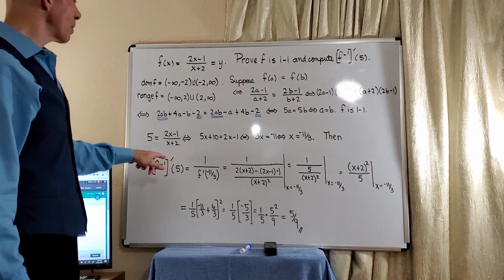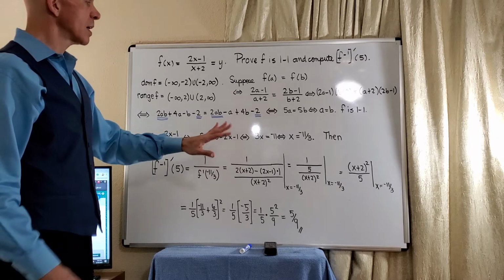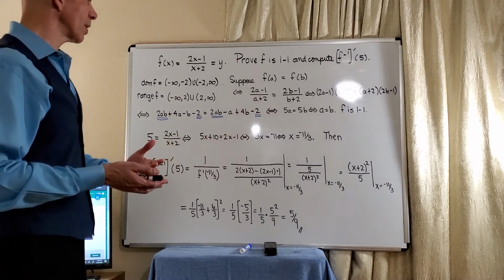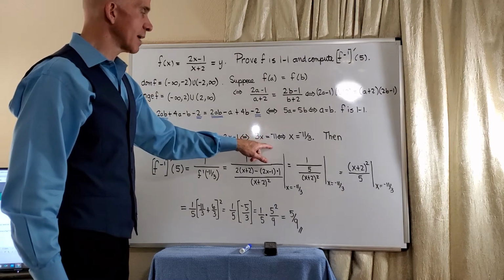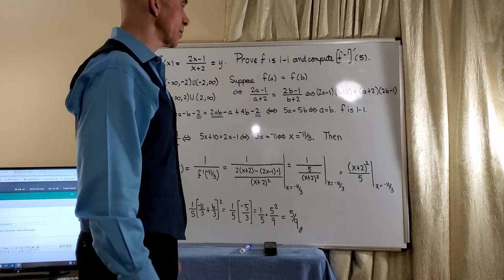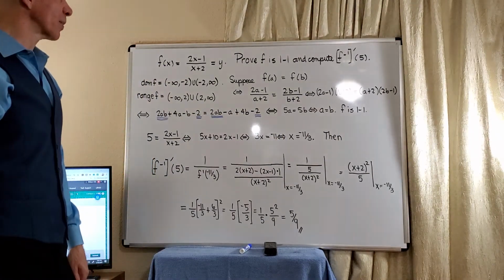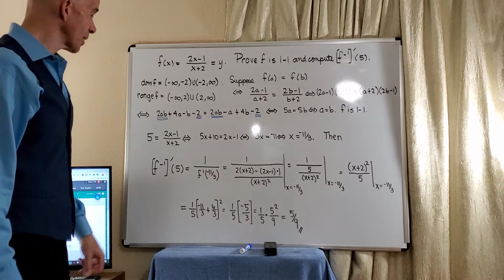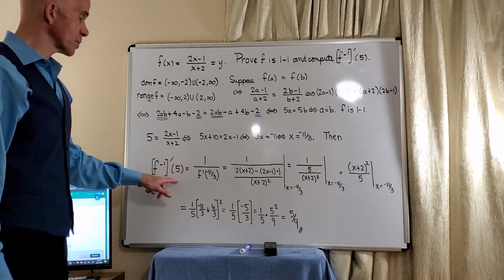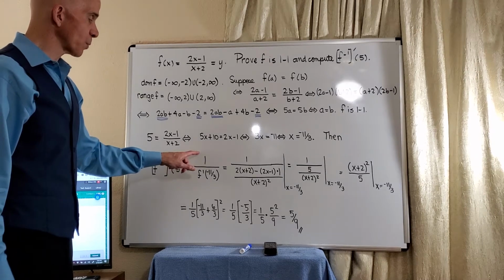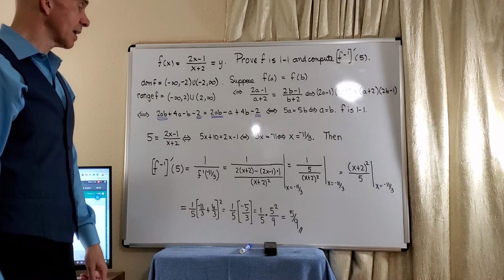And so when we cross multiply, we get 5x plus 10 is equal to 2x minus 1. So we solve this like we're in Algebra 1. That would be what? 3x is equal to negative 11. So the corresponding x value is negative 11 thirds. So that would be a point on the graph of f. Okay, so now by the inverse function theorem, the derivative of the inverse at 5 will be the reciprocal, that is 1 over f prime evaluated at negative 11 over 3.